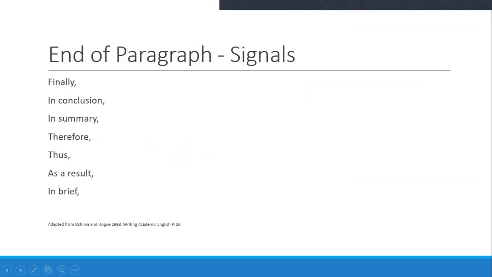End of paragraph. You can use any of these words, not all of these words, right? But any of these words, one at a time. You can say finally, in conclusion, in summary, therefore, thus, as a result, or in brief. You can use any of these words and you can signal the reader that you are actually going to write the concluding sentence of your paragraph, right?